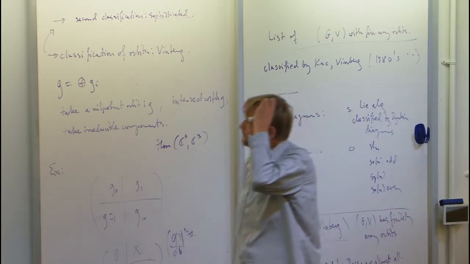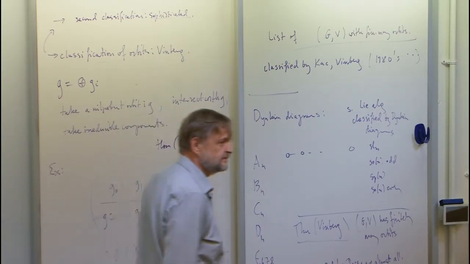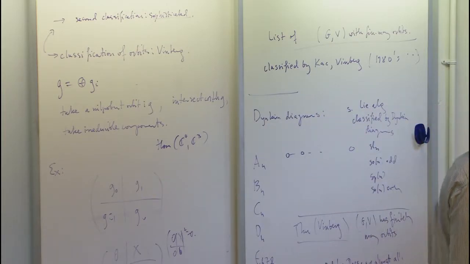But I guess with Luke's question, this is a finite list. People probably know everything about these, don't they? As of last year. Which finite list? BN, CN, DN? This is not finite, but that's right.